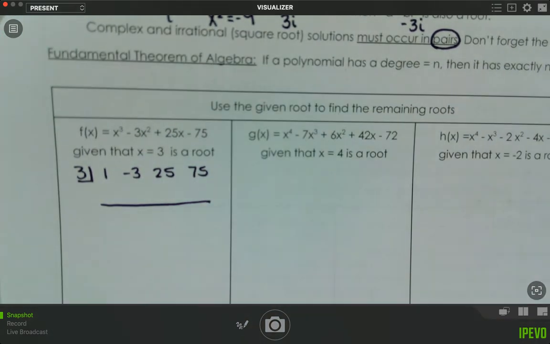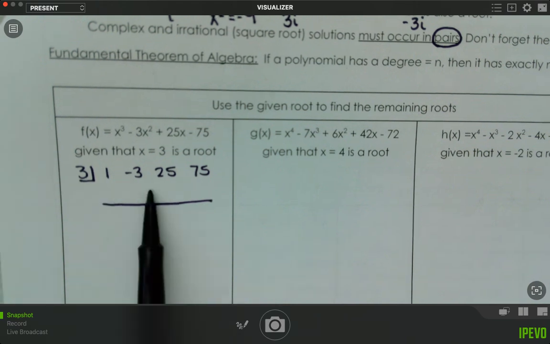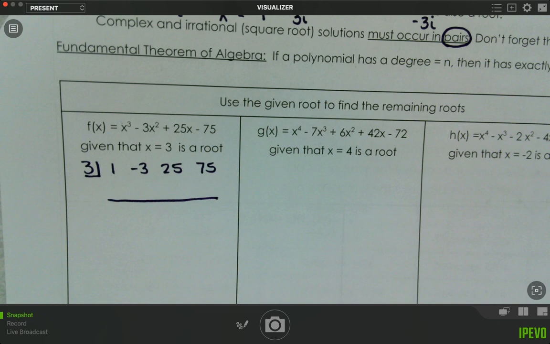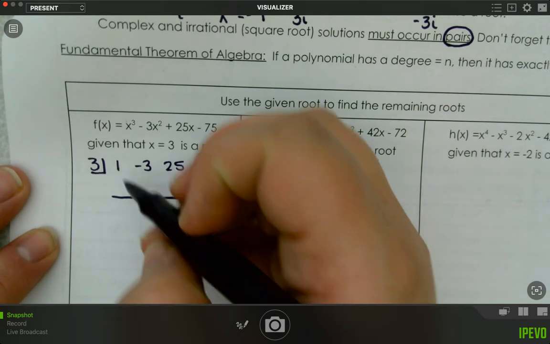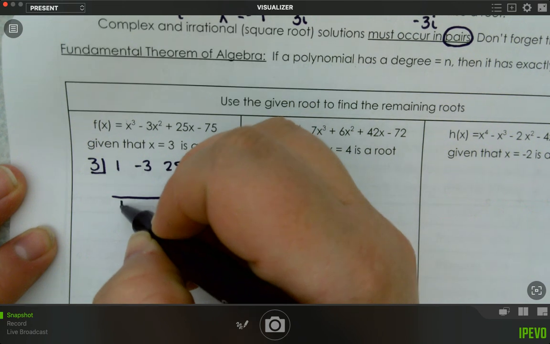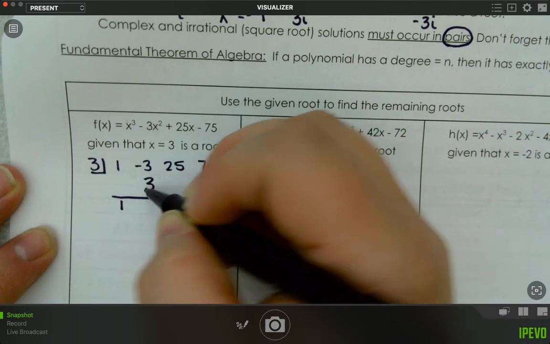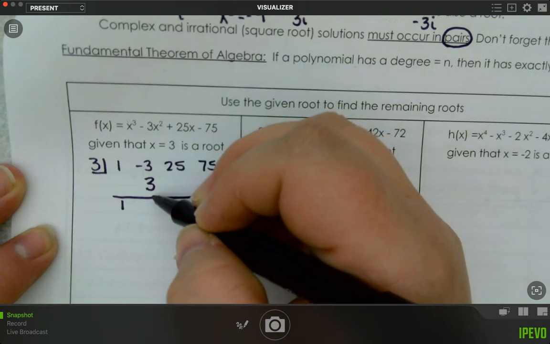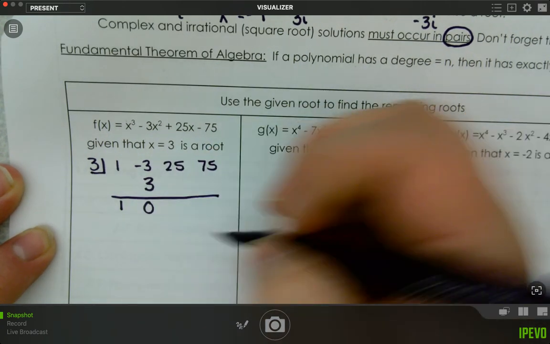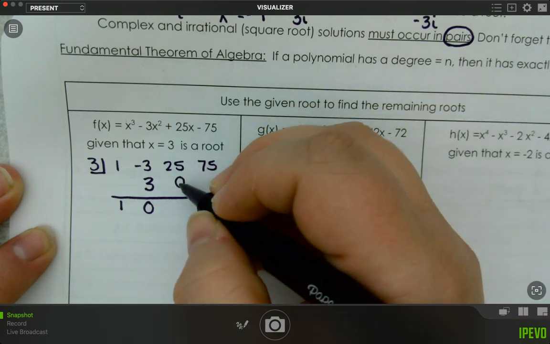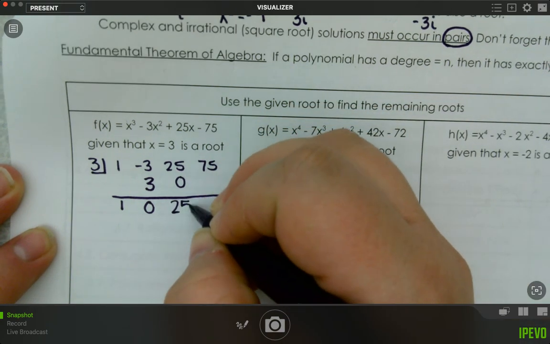Remember that the whole reason why we're dividing, or synthetically dividing, is so that this will turn into an x squared, and we can either factor it or solve it another way. The first thing you're going to do is put this one down here. Then you're going to multiply. 3 times 1 is 3. And add down. Negative 3 plus 3 is 0. 3 times 0 is 0. 25 plus 0 is 25.